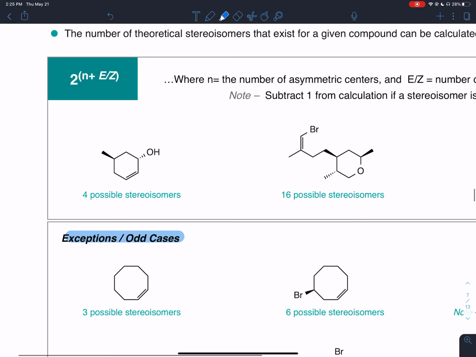So for example, here, there are 2 asymmetric centers. This double bond within the 6-membered ring is not an E/Z double bond. We would say 2 to the 2, which is 4 possible stereoisomers.